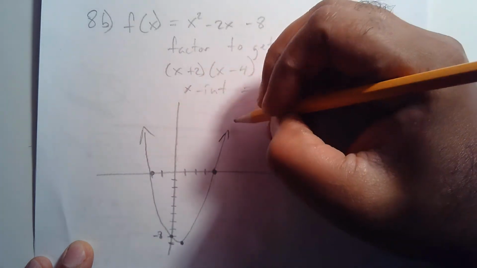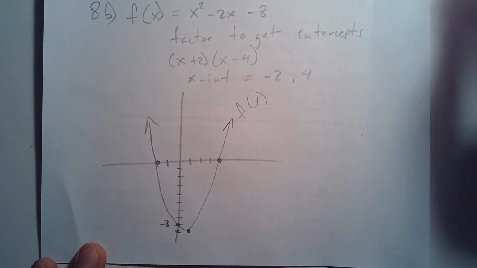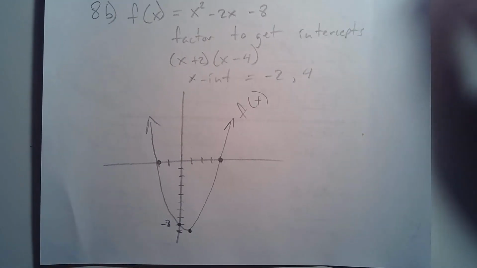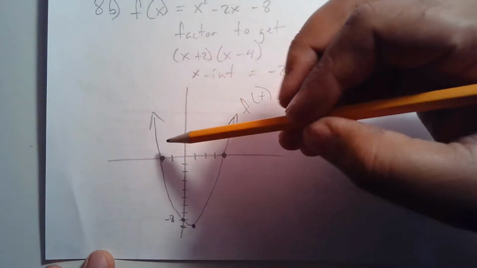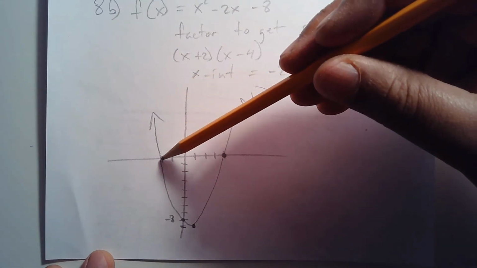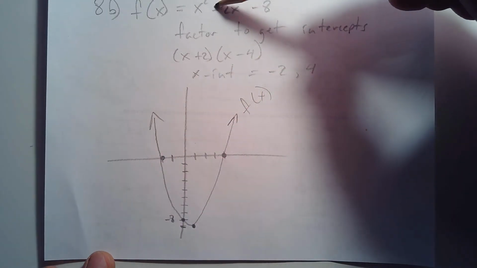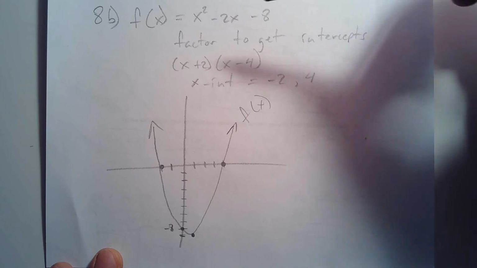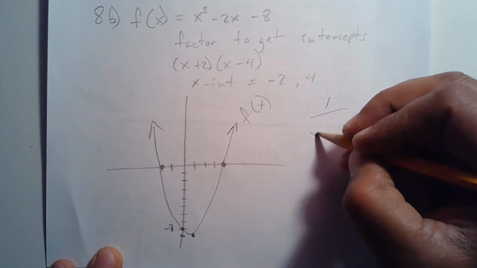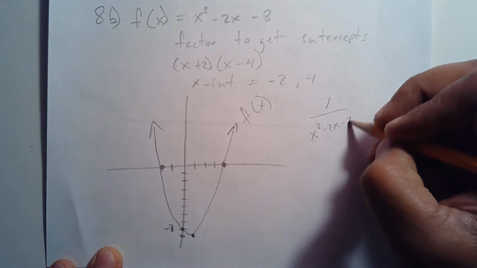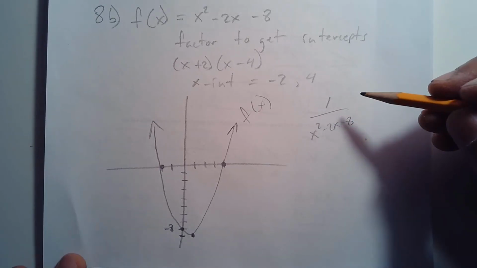Okay, so this is f(x). Again, you've got two x-intercepts and the one y-intercept at negative 8. Same as before, anywhere you cross the x-axis, your x-intercept, that makes the whole function equal to 0. And again, the reciprocal is going to be 1 over x squared minus 2x minus 8. So if the bottom part is 0, then the whole function is invalid.